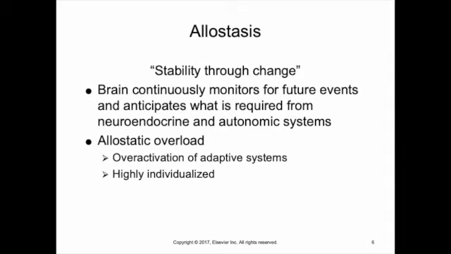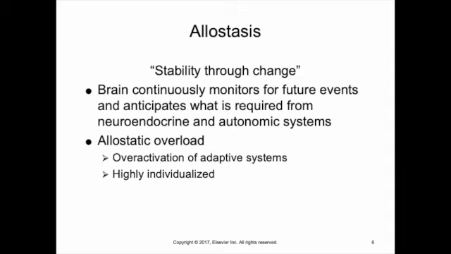Allostasis, or stability through change, is a process when the body achieves a level of stability even though there are physiological and behavioral changes occurring. We can stabilize our physiological and behavioral response. And the brain plays a crucial role in this because it's continuously monitoring the environment. It's helping to predict future events and anticipating things that we might need from our neuroendocrine and autonomic systems. This anticipatory response allows the body to proactively adapt to stressors and to maintain homeostasis.